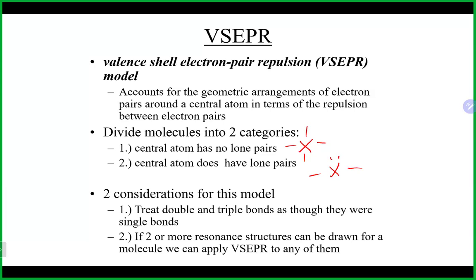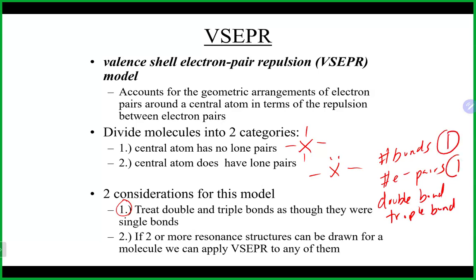There are two really important considerations when we do geometry, and the really important one is the first one. When you look at your Lewis structure and go to the central atom, counting up the number of electron pairs and the number of bonds, if you have a double bond or a triple bond, they both count as 1 electron pair and 1 bond only. So in terms of geometry, a single bond, a double bond, a triple bond, doesn't matter. They all essentially count as 1.